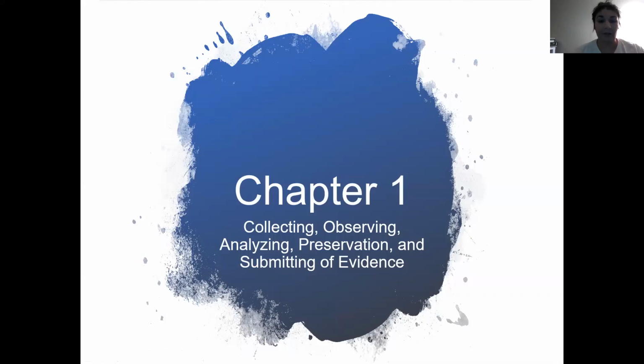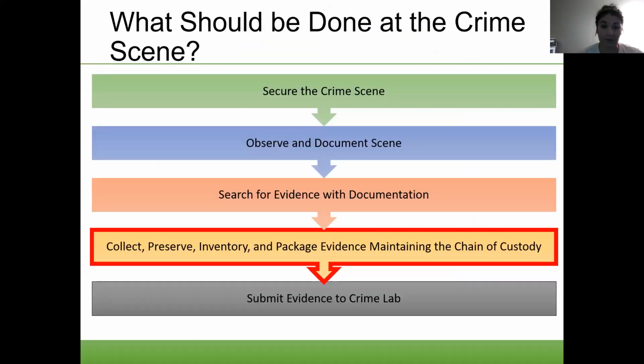For Chapter 1, Collecting, Observing, Analyzing, Preservation, and Submitting of Evidence. This is the fourth step that's done at the crime scene. The first was securing the crime scene. Second was observe and document the scene. Third was search for evidence with documentation. And the fourth one is collect, preserve, inventory, and package evidence, maintaining the chain of custody.